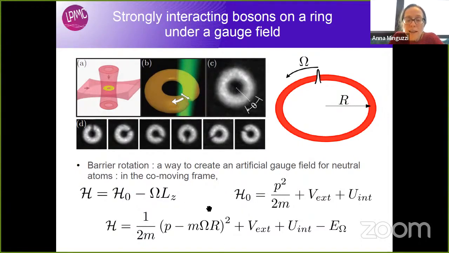We have a kinetic part. We have possibly an external potential, for example, given by a barrier. We have the interaction, and then we have a constant that we will discard from now on, because it's just a sort of zero of the energy.